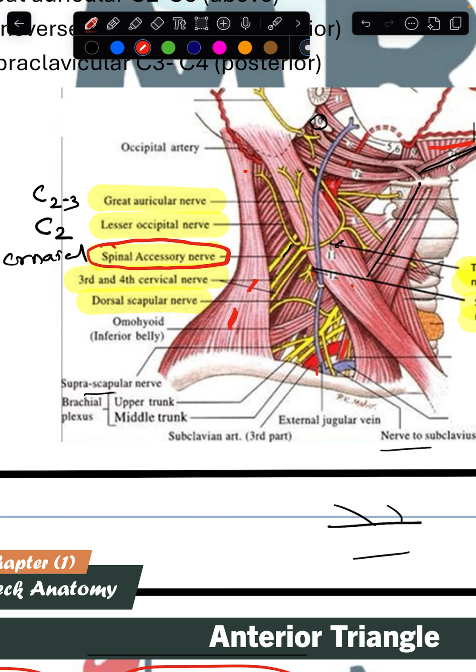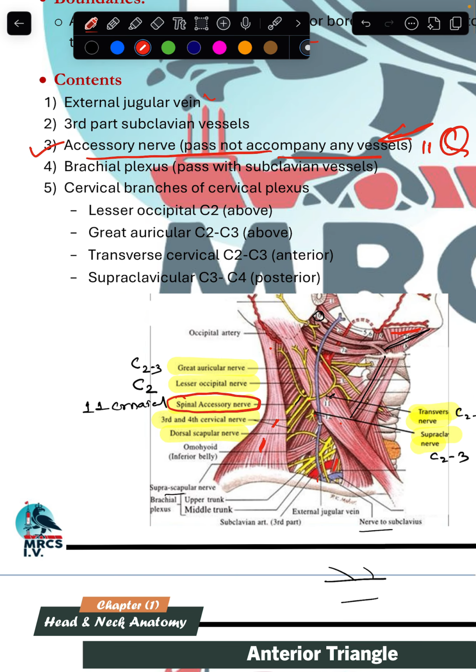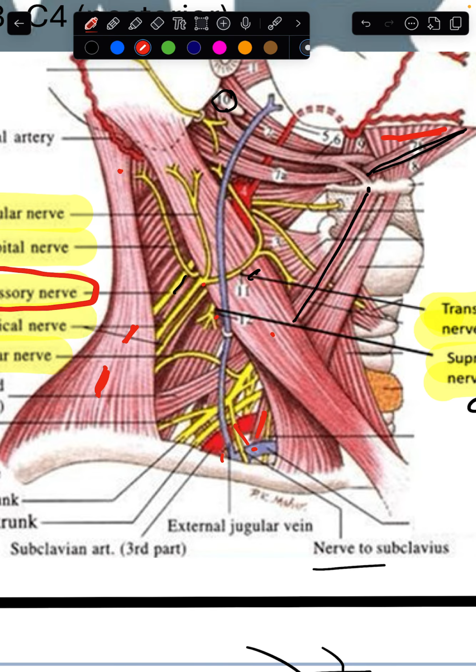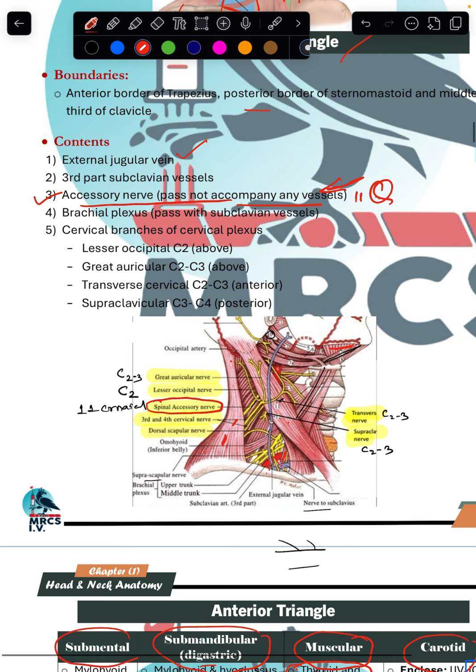The important nerve is spinal accessory nerve. Now if you see, what are the contents? External jugular vein, most superficial. Third part of subclavian vessels. This is the subclavian vessels. You can see third part, first starting behind this scalenus anticus muscle. This is the third part. From here it is going. This is clavicle. Then first rib, it becomes the axillary vessels, axillary artery and axillary vein. So third part of subclavian vessel, axillary nerve.